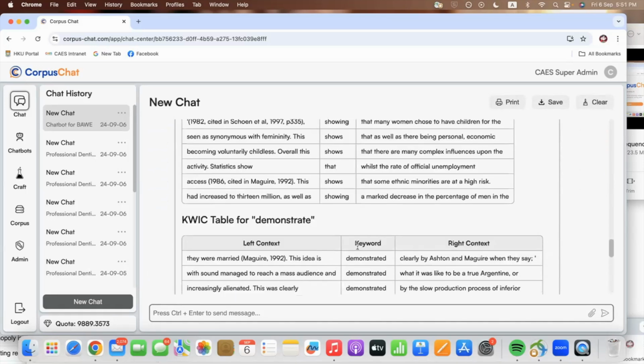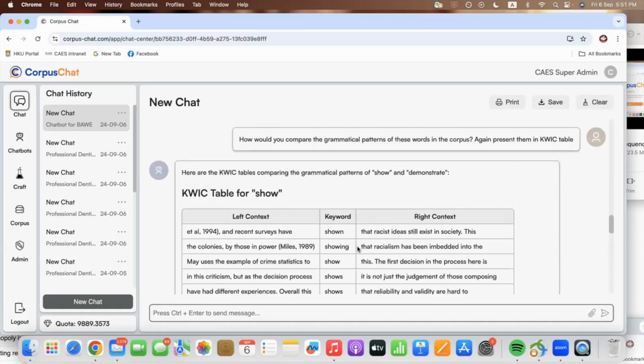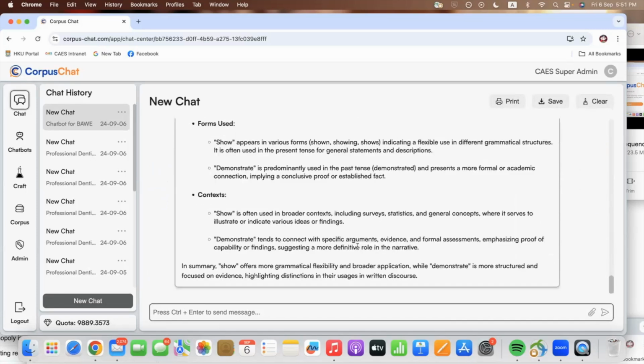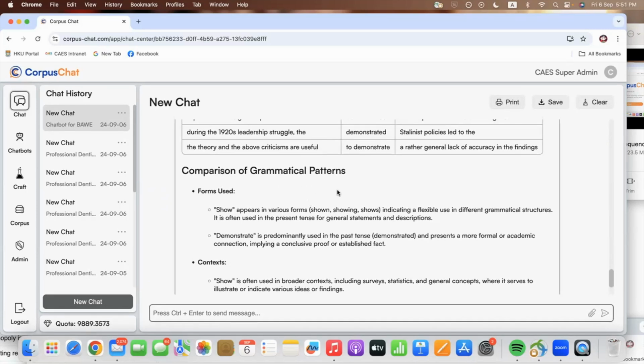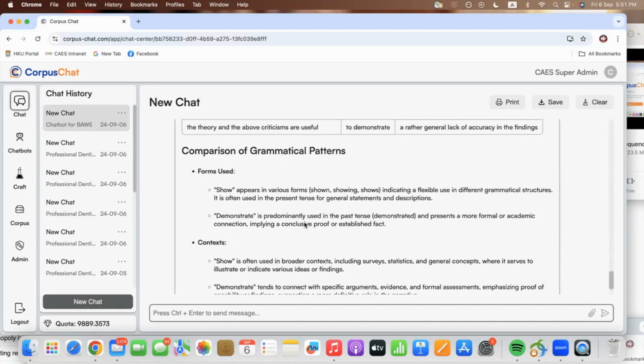And then it shows, okay, again in table form, show and demonstrate, and further provide you with the comparison of grammatical patterns. Show appears in different forms. This is what we actually found out from the previous examples. Okay, a more flexible use and often used in the present tense, while demonstrate is predominantly used in the past tense.